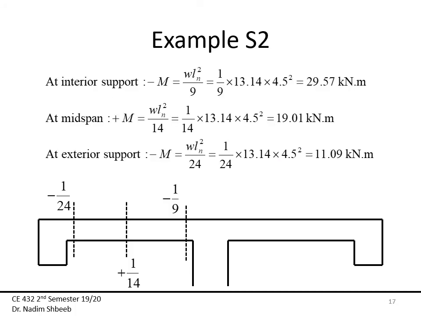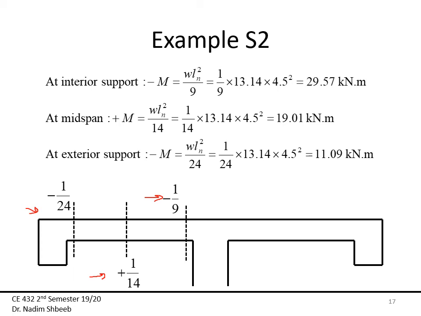Now, in my case, again, here I have the negative moment. Since this is a spandrel, this is going to be WL squared over 24. We said for the first interior support for positive moment, it's going to be WL squared over 14. And then if I have a 2 span, then the face is going to be WL squared over 9.